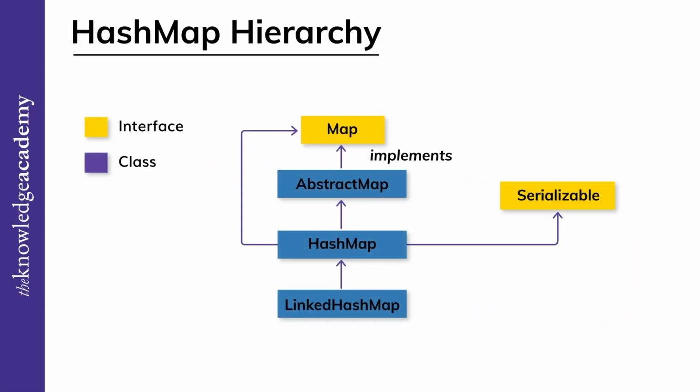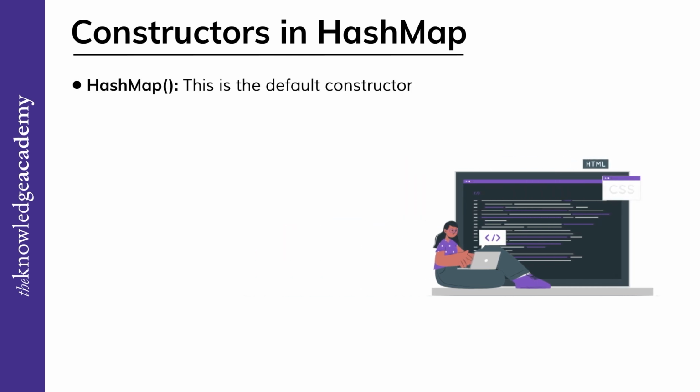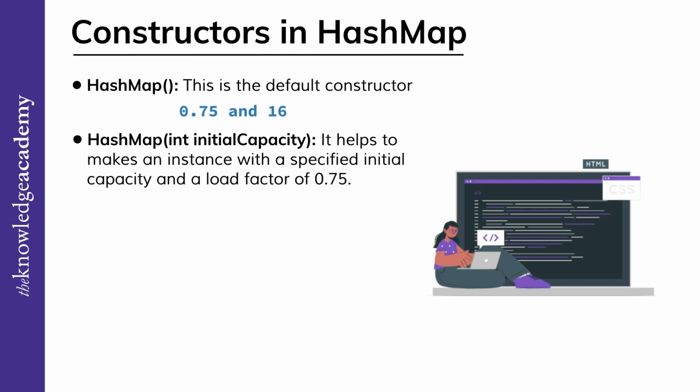The HashMap Hierarchy. The Java HashMap extends abstract map, and implements cloneable and serializable interfaces at the same time. To completely grasp its concepts, you must be familiar with its hierarchy. Constructors in HashMap. The first constructor is HashMap. This is a default constructor. An instance of HashMap is formed with a default value for load factor and initial capacity in Java, 0.75 and 16 respectively.